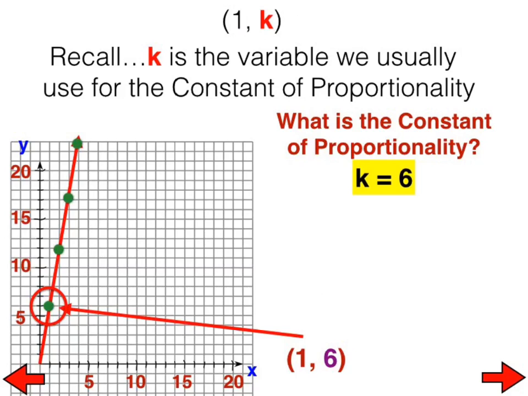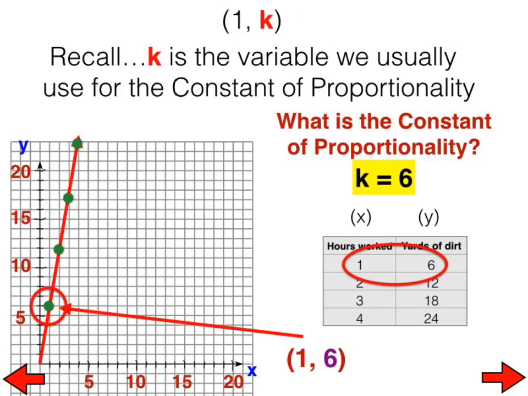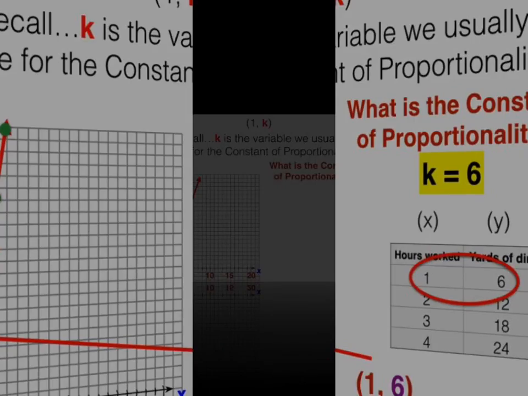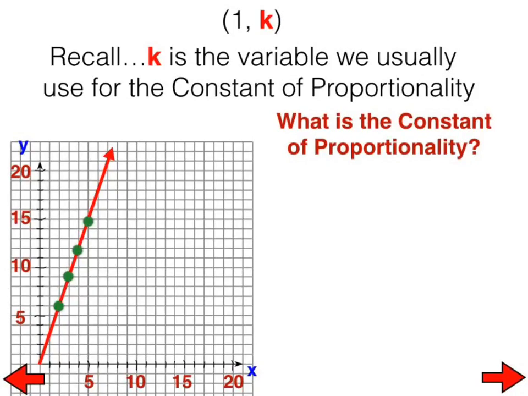But what if there's not a dot on 1, something? Well, sometimes we are given a graph like that, and it looks like this. The constant of proportionality is there. Let's see if you can figure out what it is. Take a look at it. And then I'm going to have you turn to your shoulder partner and talk about what you think it is from this graph.